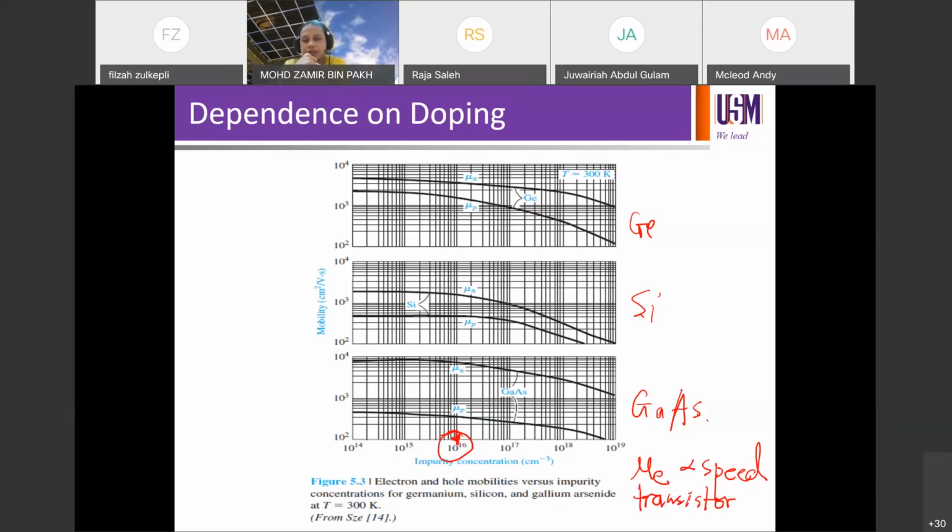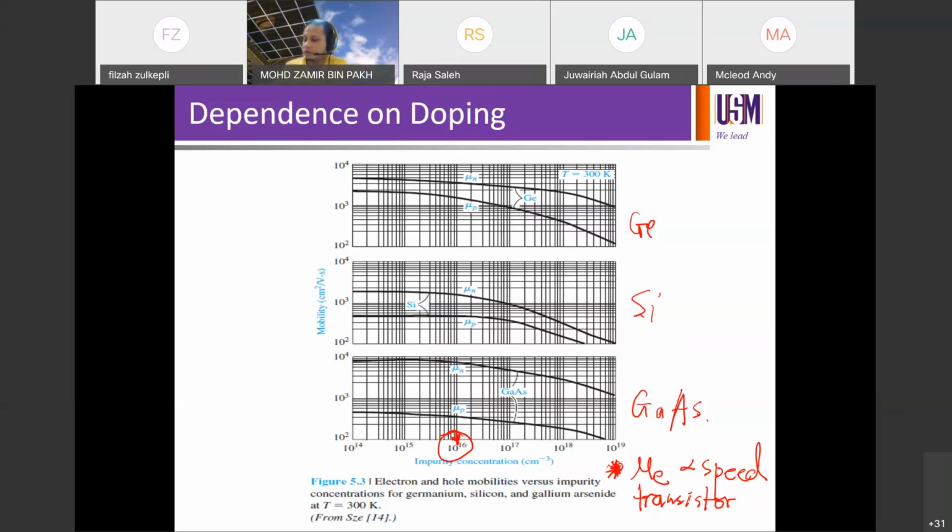Okay, so that's the importance of these parameters. That's why we need to know this. That's why we need to understand what is mu, how do we calculate mu, what affects mu, for electrons and holes. So this is one of the applications of mu, the usage of mu. In this case, it is related to the speed.